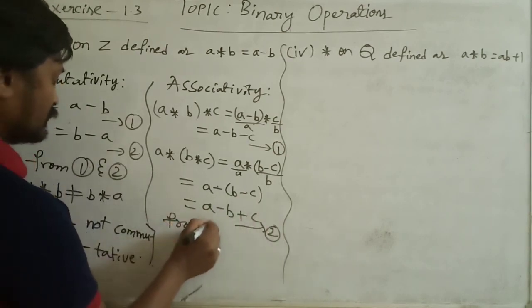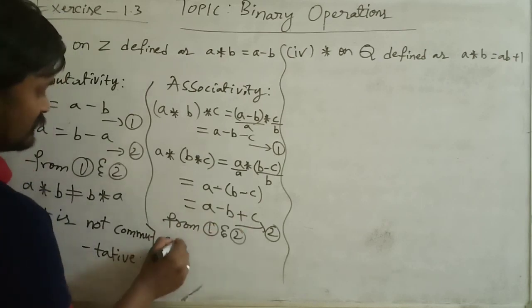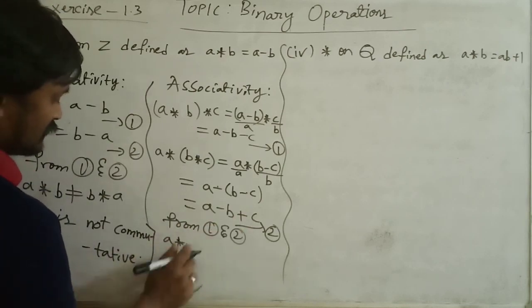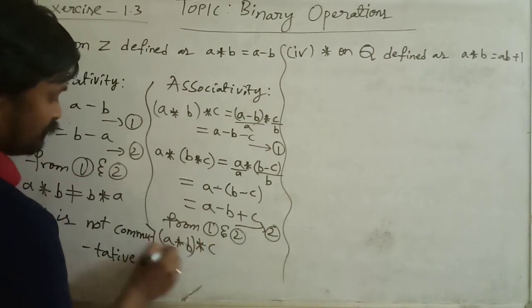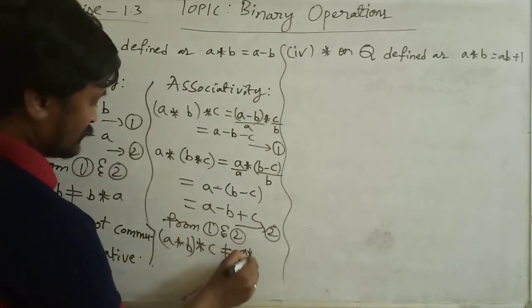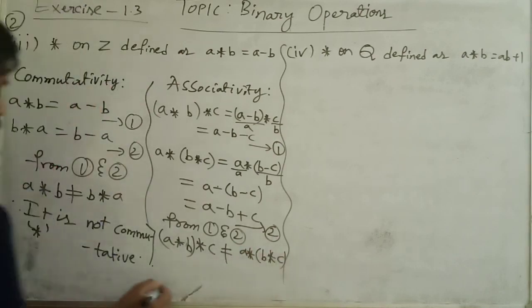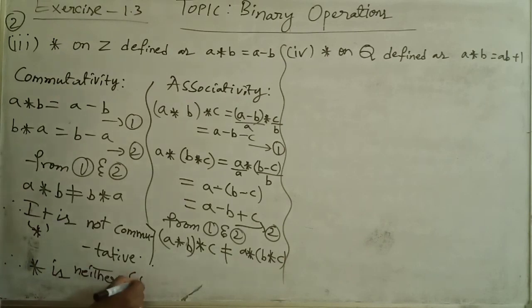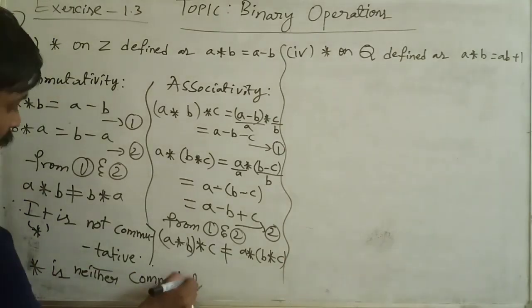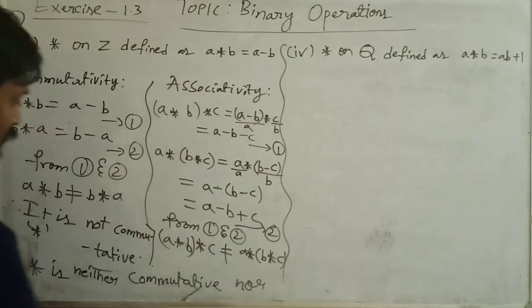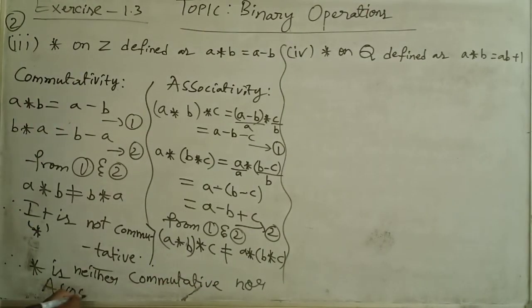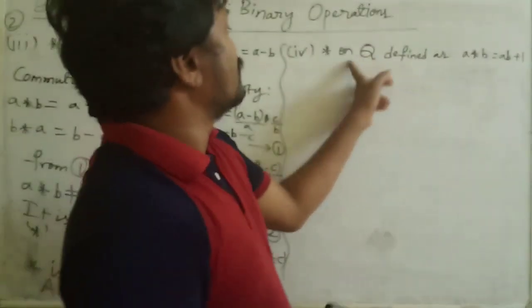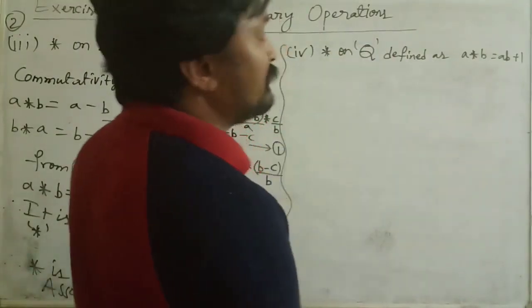From 1 and 2, what can we say? A star B star C is not equal to A star B star C. So therefore star is neither commutative nor associative. So this is about your third, and let's move on to the fourth. Star on Q defined as A star B is equal to AB plus 1.